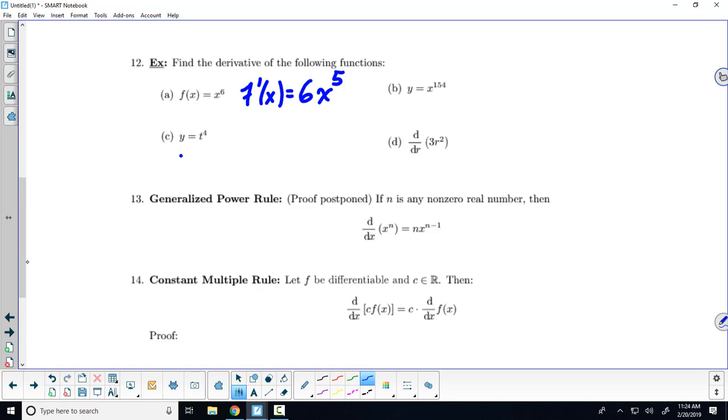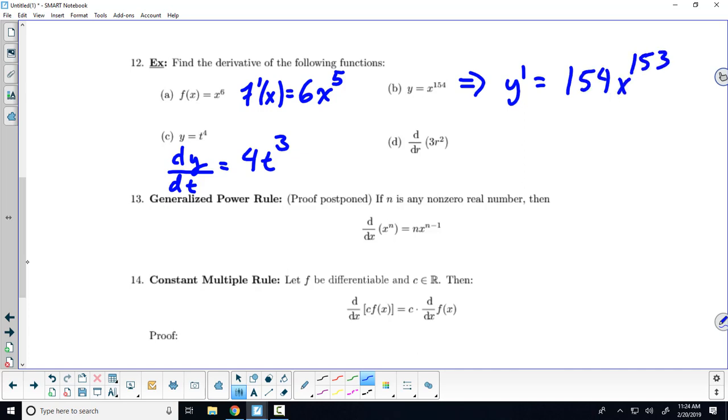Okay. So what is dy dt? Help me out, folks. What's dy dt equal to? It would be 4t cubed. Okay. What is y prime, folks? For b? 154 x to the 130th. Okay, let's skip d because I realized I didn't give this to you yet.